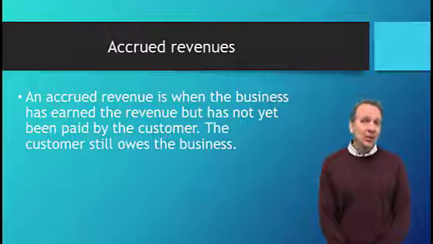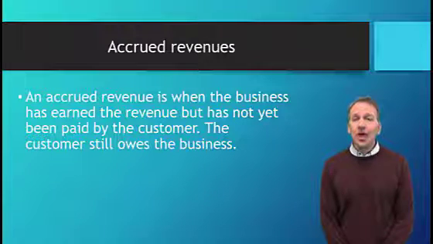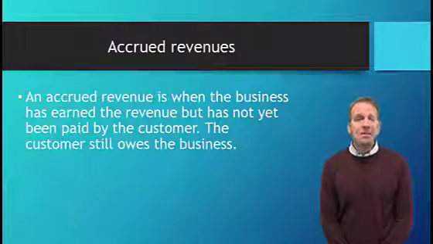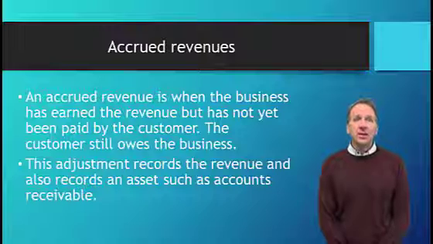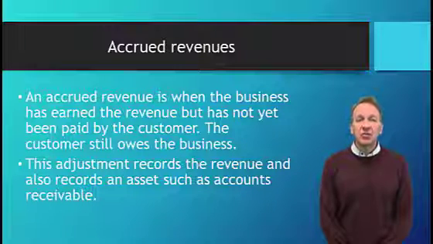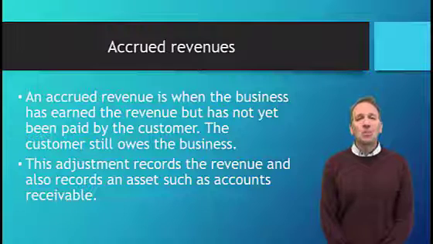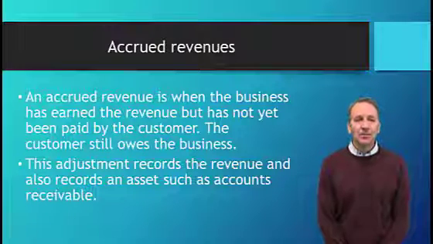Accrued revenue is when a business has earned the revenue, but they haven't been paid the money yet. So they've done the work, but just haven't received payment yet. Okay, the adjustment will record the revenue, and at the same time we'll record an asset. So we're going to debit an asset and we're going to credit a revenue. Let's take a look at an example.